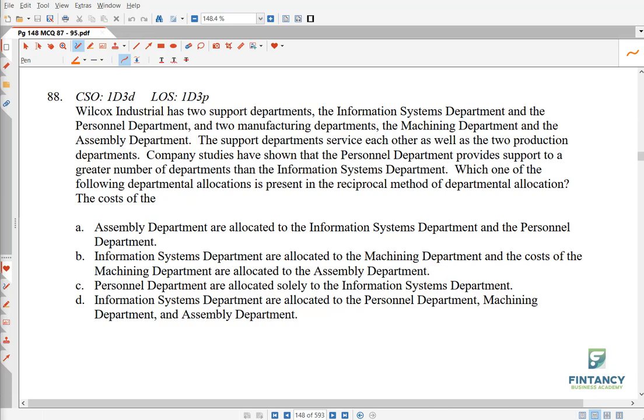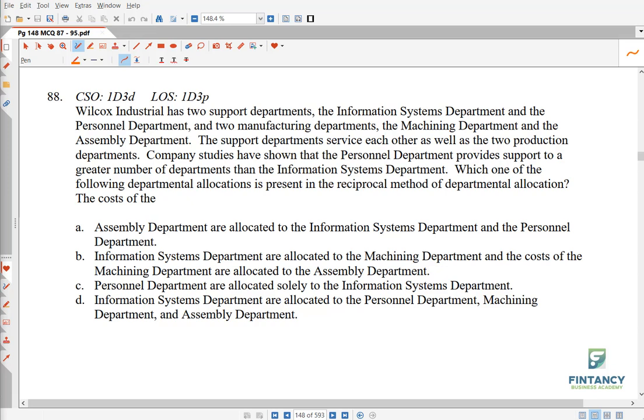In step down method, we start with one of the service departments, but we don't go back. That's why selection of service department is very important. So I told you either examiner will tell you from which service department to start with. Otherwise, you will take the service department which has more overheads. Okay? And the reciprocal method, we create equations and we solve like that.